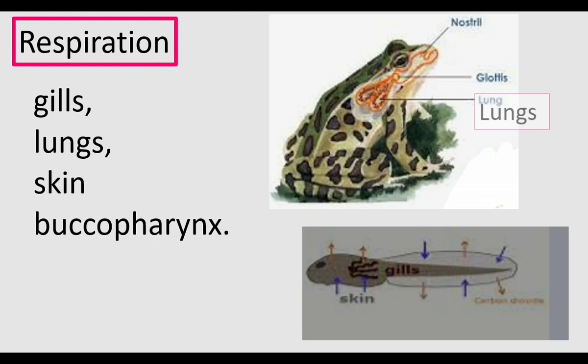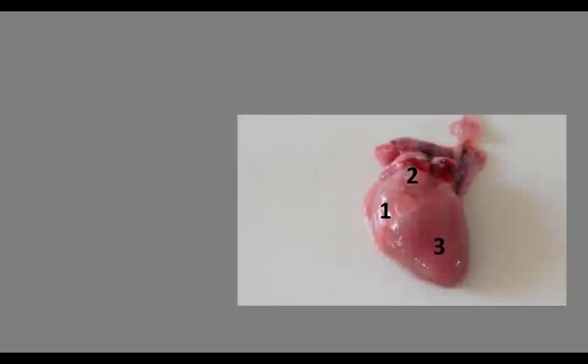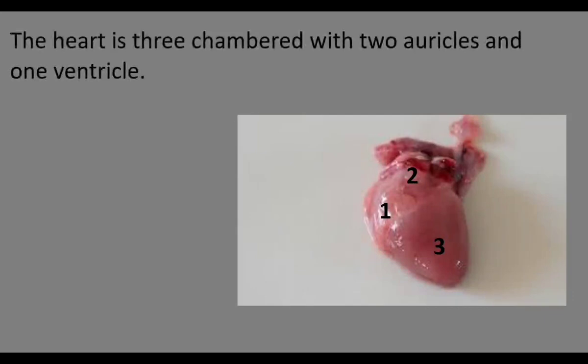Respiration through buccopharynx also takes place. Bucco means mouth cavity, pharynx the airway in between lungs and mouth. In buccopharynx respiration, the air does not reach the lungs. Air reaches the pharynx through the mouth. The animal opens and closes the mouth repeatedly. That causes respiration. Frogs have three-chambered heart. There are two auricles and one ventricle.